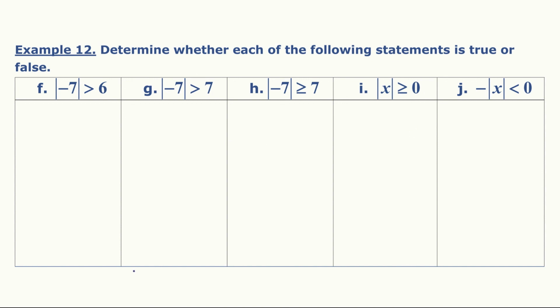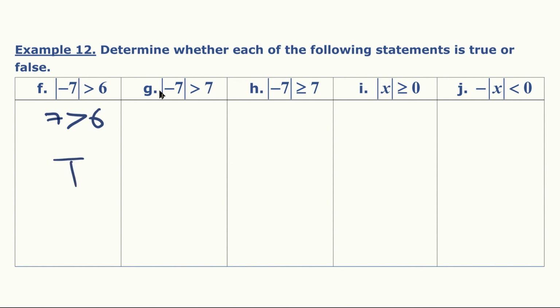All right, so here we're going to take care of the absolute value first. What's the absolute value of -7? That's 7. So we want to know if 7 is greater than 6. Well, is it? Of course it is. So therefore this one is true.